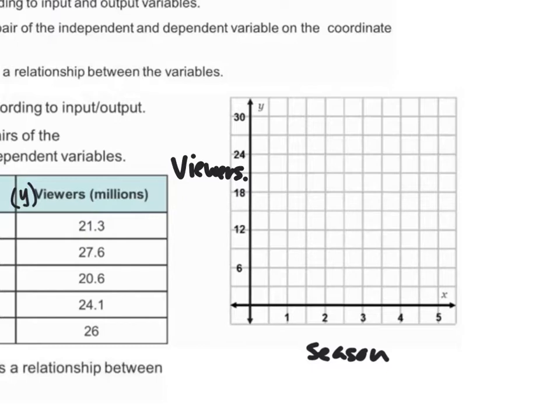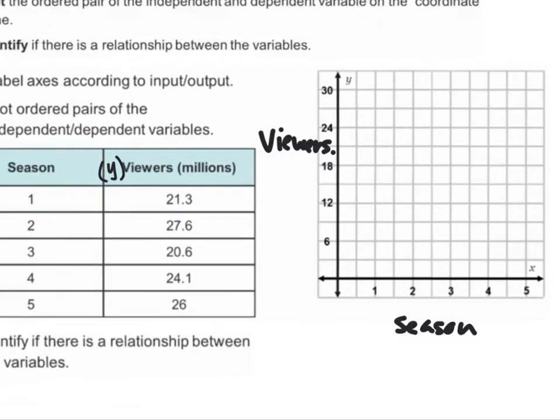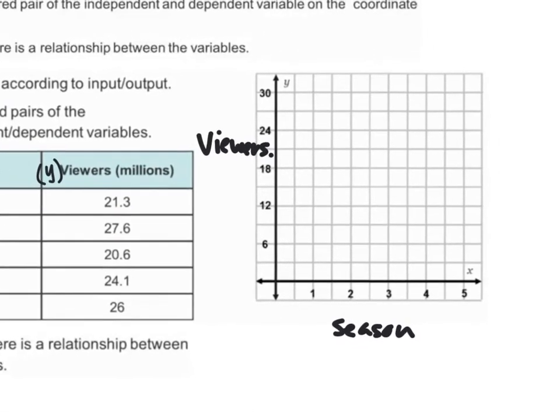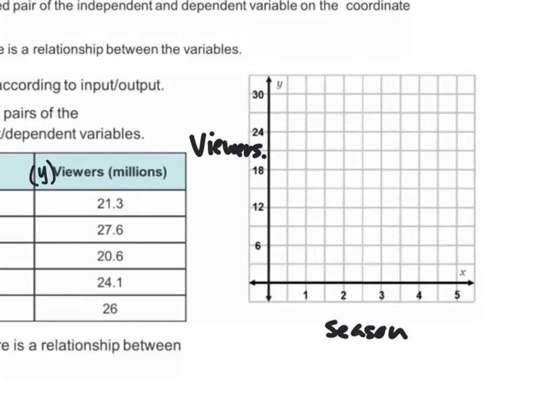Okay, and that's how I do that. All right, now what I'm going to do is take these points and turn them into ordered pairs. So in season 1, we had 21.3 million viewers. Now we're not going to be perfect here, but we're going to be pretty darn close. All right, so that's that point. This becomes the point (1, 21.3). This one becomes (2, 27.6).